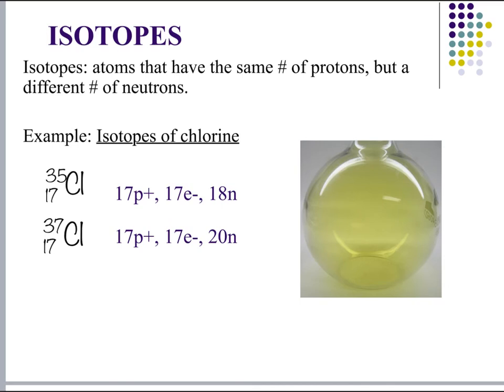So to break this down, chlorine has an atomic number of 17, so you see 17 protons, no charge, so 17 electrons, and you see that for both of them. For chlorine-35, 35 minus 17 gives 18 neutrons, and 37 minus 17 gives 20 neutrons. So those are your main 2 isotopes.